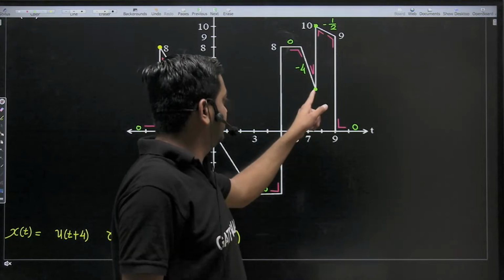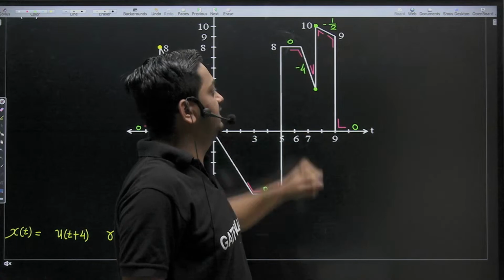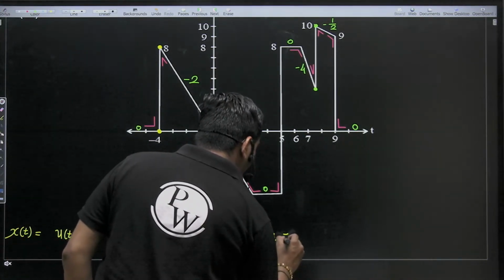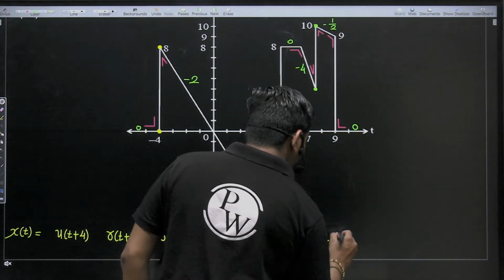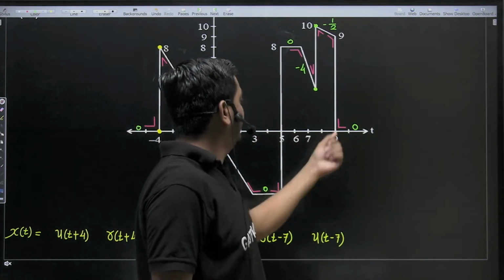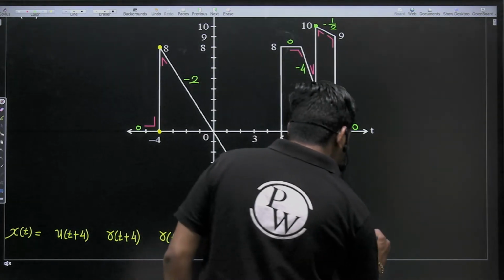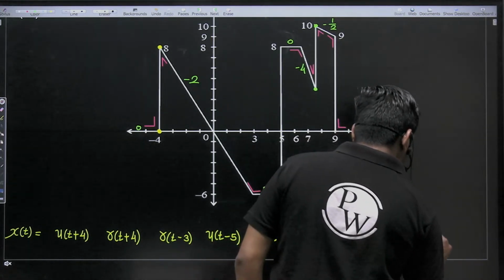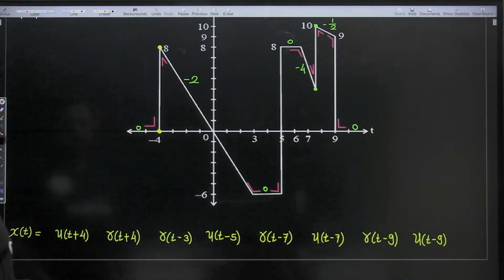Now at t equal to 7, the value of t is 7, so there is a linear change as well as a sudden change. So r of t minus 7 as well as u of t minus 7, correct? And at t equal to 9, again a linear change as well as a sudden change, so r of t minus 9 and u of t minus 9. Clear? Okay, very good.